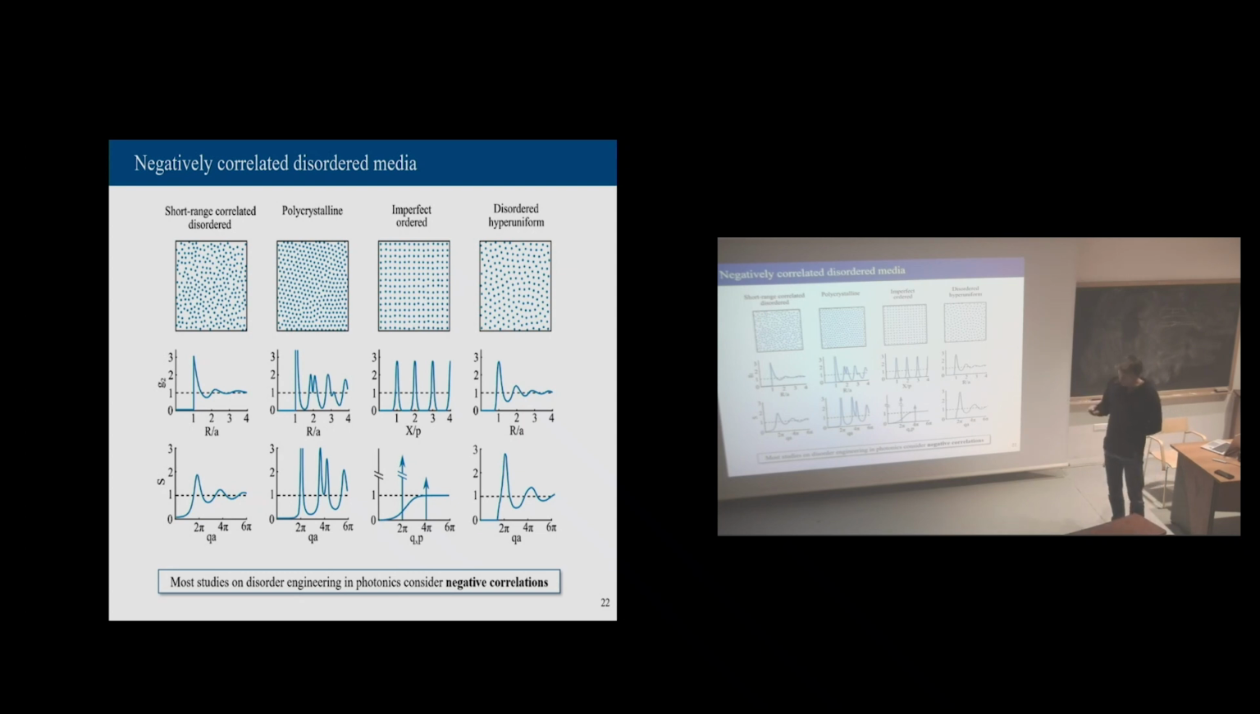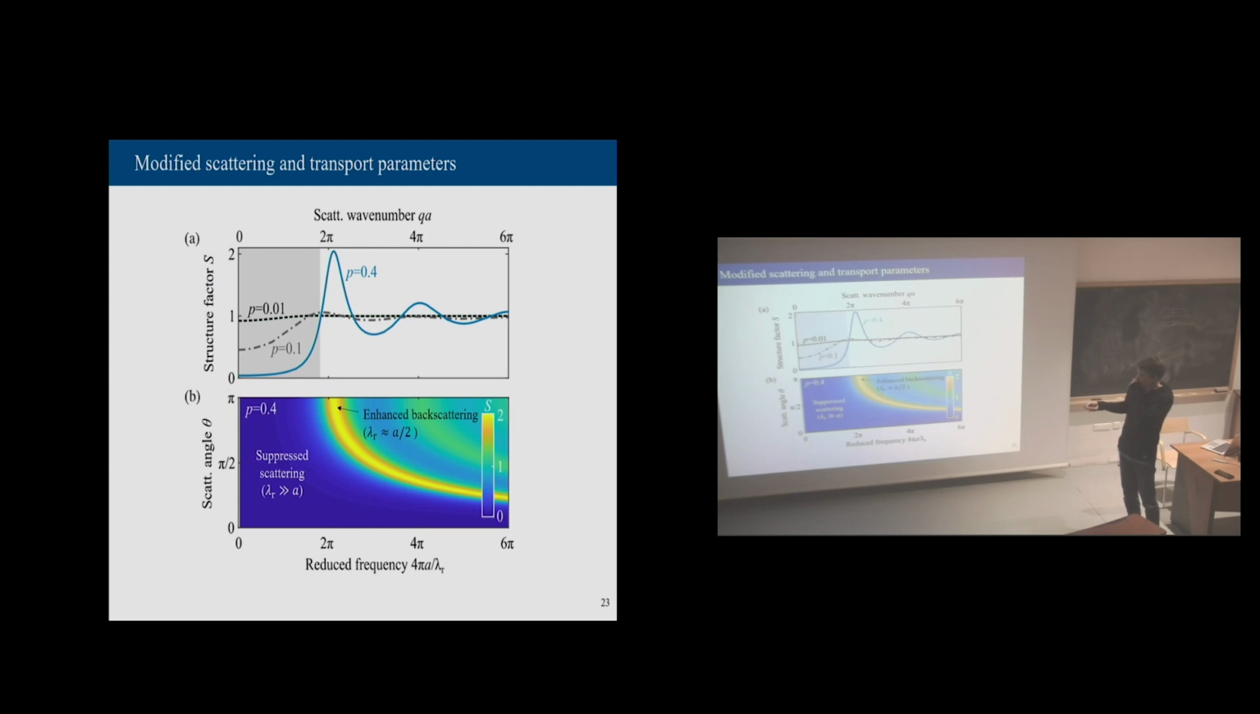Most studies in disorder engineering in photonics are considering this kind of negative correlations, actually, because they produce more interference, more interesting spectral and angular response as well. And this is very easy to understand if you take the structure factor for a fluid of hard particles. Again, as you increase the packing density, the structure factor approaches 0 at long wavelengths, and exhibits a peak that decays.